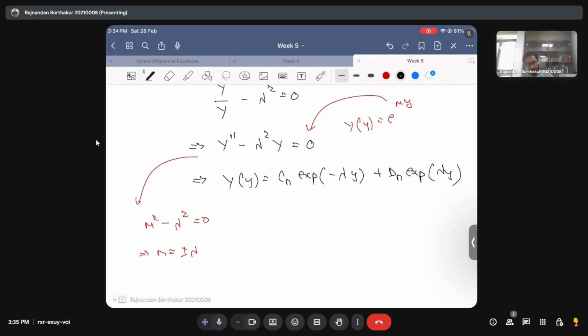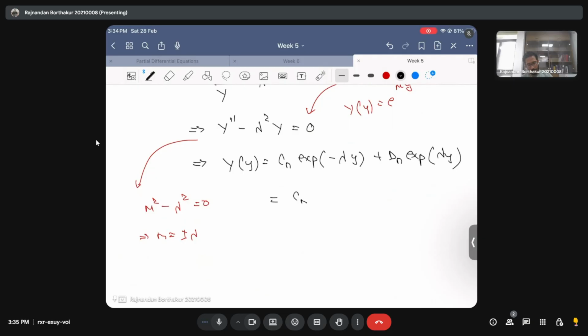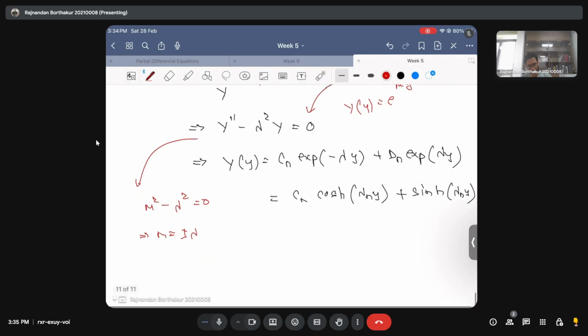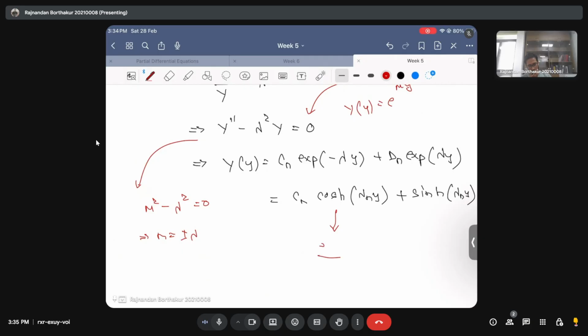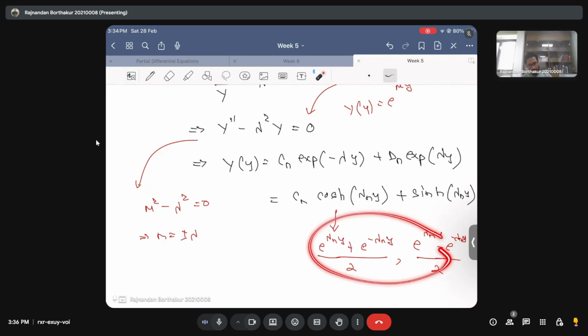So one small trick now: we'll write down this exponential term as follows. We'll write this as some cos hyperbolic lambda n y plus sine hyperbolic lambda n y, because cos hyperbolic lambda n y can be written as e power lambda n y plus e power minus lambda n y, divided by 2, and sine hyperbolic lambda n y can be written as e power lambda n y minus e power minus lambda n y, divided by 2. So if you just add these two, you get the same thing.